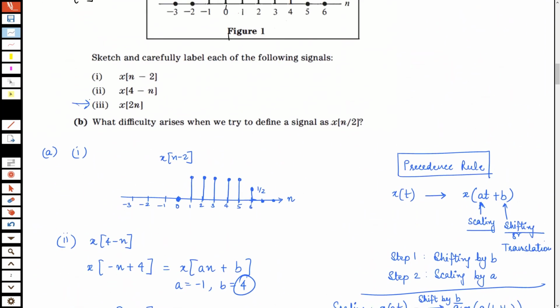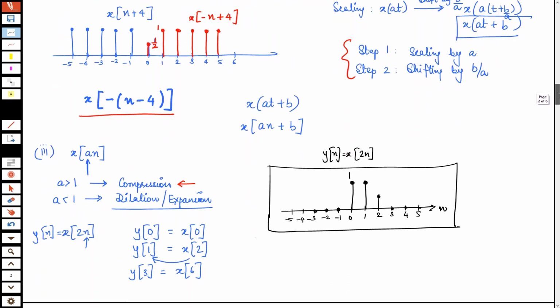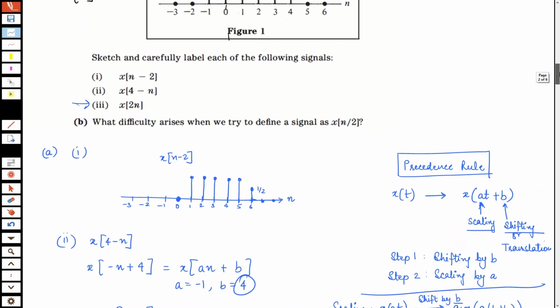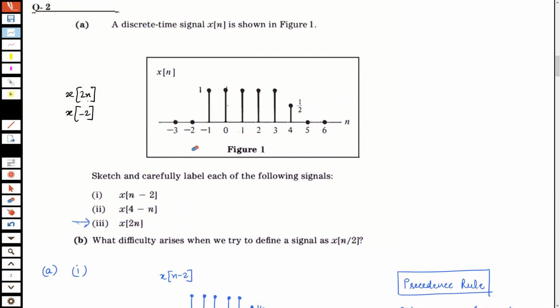All right. Now, the last part of this question asks, what difficulty arises when we try to define a signal as x of n by 2, right? So remember what we just talked about, scaling factor being less than 1, it should cause expansion, right? Now, when we try to sketch x of n by 2, what are we saying? So let me again call this as a new signal yn, which is equal to x of n by 2, right? So what would be the value of y0?